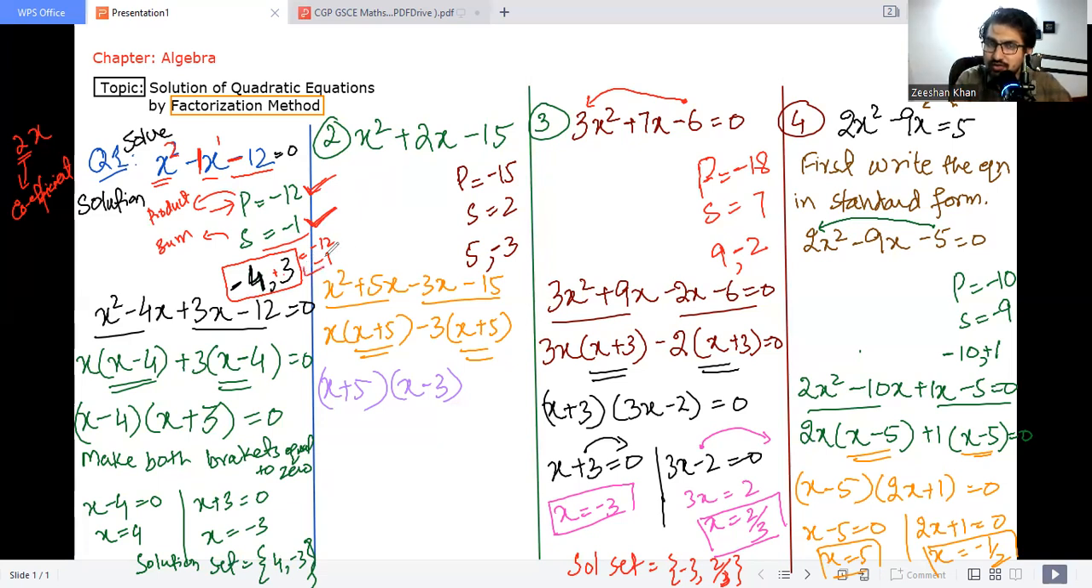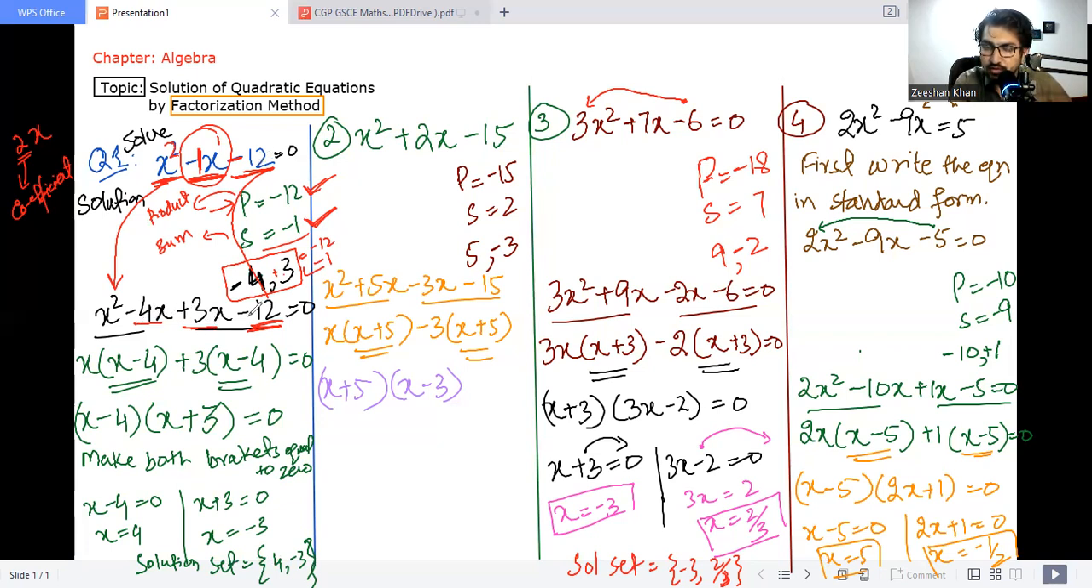Now, when you get these two numbers, the rest of the solution is easy. There is nothing difficult. We will write this x square in its own place. We will write this -12 in its own place. But we will insert -4 and +3 in the equation instead of this term. We will not write -1x. Instead, we will write -4x plus 3x. We have removed this term and in place of that, I have written -4x plus 3x.